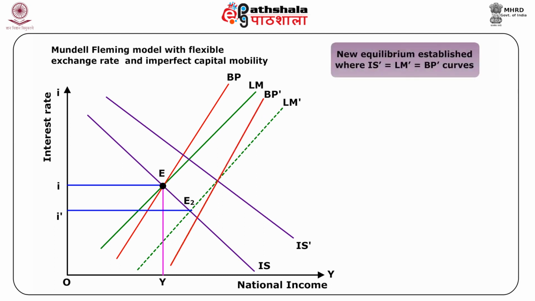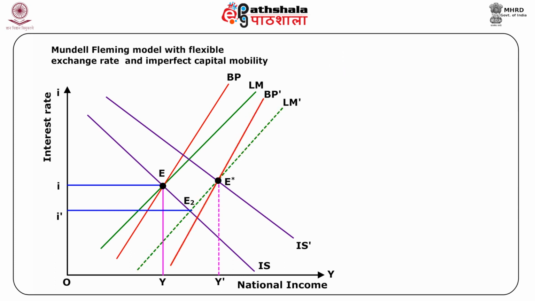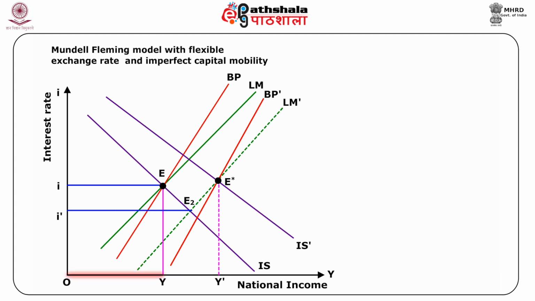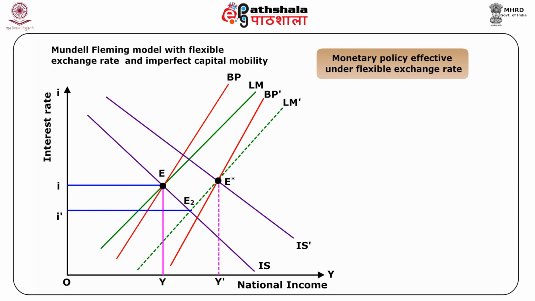BOP situation also improves, which results in the shift of the BP curve to BP dash. The new equilibrium is established at E star, where the curve IS dash equals LM dash equals BP dash curves, and both external balance and internal balance are attained at a higher OY dash income level than OY. Thus, monetary policy is effective under the flexible exchange rate.